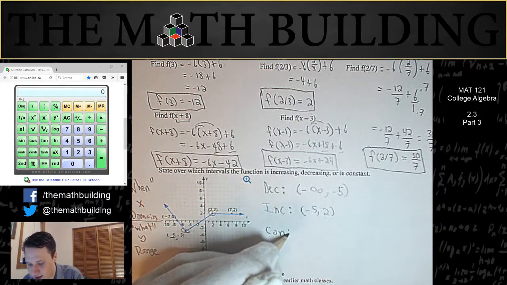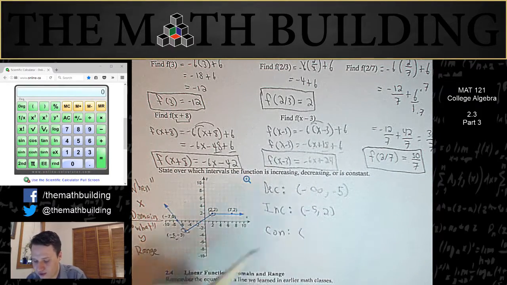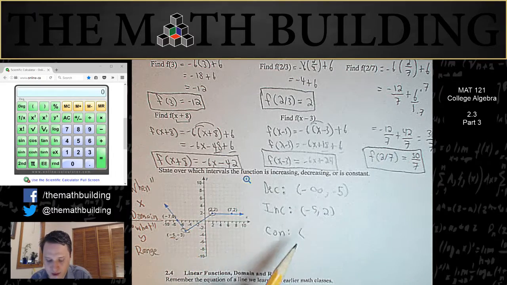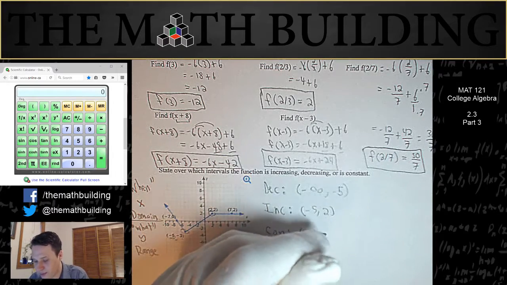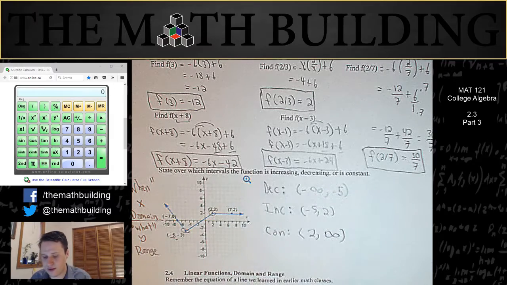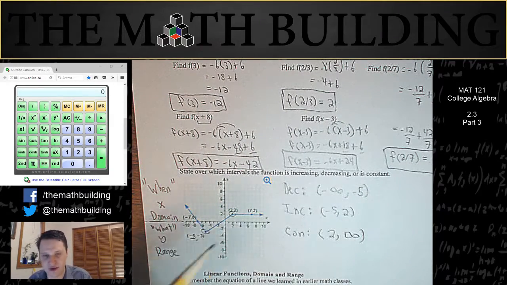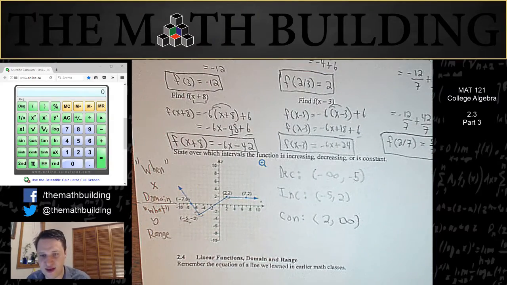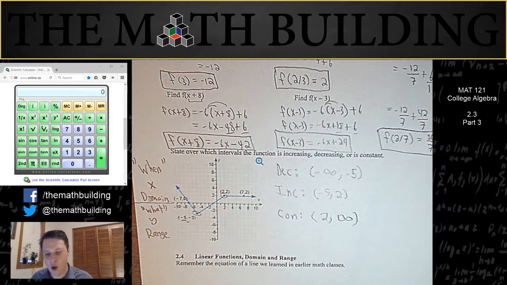And where are we staying constant? We are staying constant from here on. So from 2 approaching infinity. And that's where the interval, when we're talking about x values, is increasing, decreasing, and staying constant. Hopefully all of that makes sense.